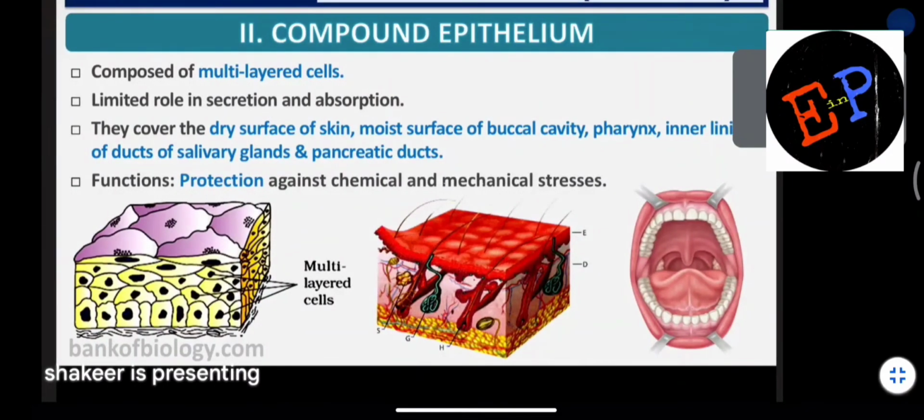Clear? It is composed of multi-layered cells. That is the meaning of compound. A single layer is called simple epithelium. Multiple layers are called compound epithelium. It has a limited role in secretion and absorption. This is one important point. All the single layered cells were responsible for exchange of gases, secretion, and absorption. But multi-layered cells are not very helpful in secretion as well as absorption.